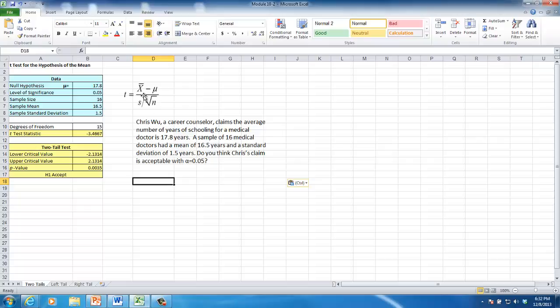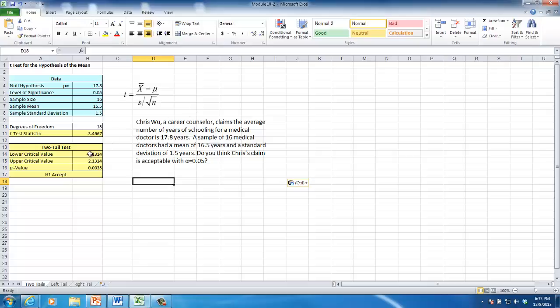As you can see, the formula is very similar. Instead of the standard deviation for the population, we use the standard deviation for the sample. Now, if you look at this problem once again, you can see it's two-tailed. We are looking for whether there is a difference between Chris' claim and the sample. So H0: mu equals 17.8 and H1: mu is not equal to 17.8.